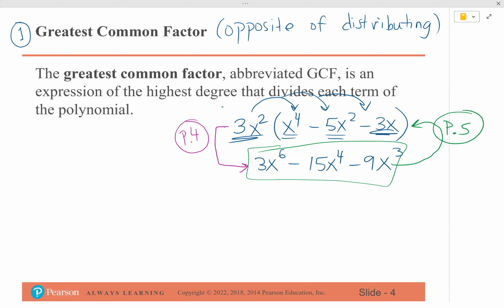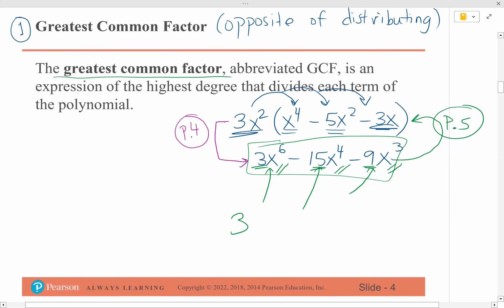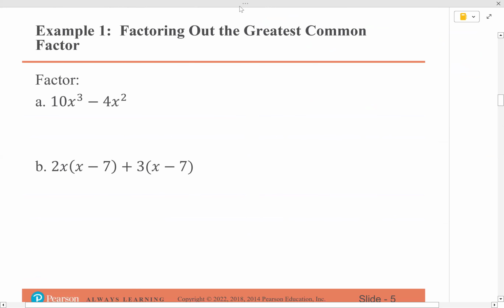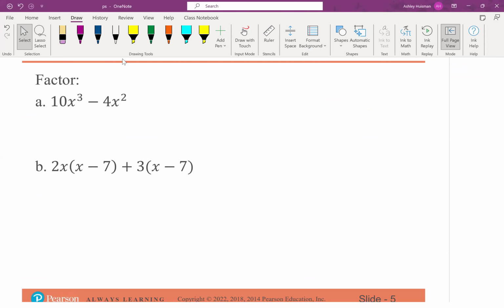Figure out how you go from a polynomial to the factored form. With the first technique, greatest common factor, if you look at these three terms, they all have something in common. Something divides into all three of those coefficients: 3, 15, 9. 3 divides into all of those. So I already know that can be extracted. And then I've got x to the 6th, x to the 4th, x to the 3rd. They all have some x's in common, so I could extract some x's. That's the idea: look at the terms in your polynomial and see what they have in common. But don't worry about that example, that's just giving you the idea. Factoring out the greatest common factor is the opposite of distributing.